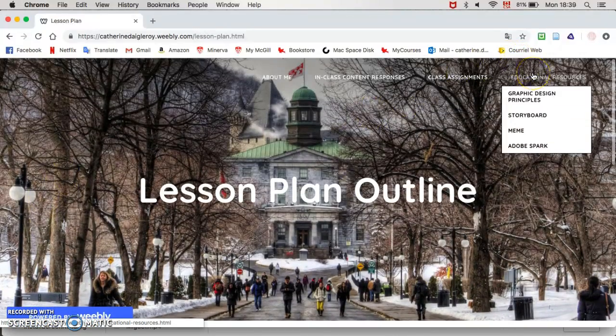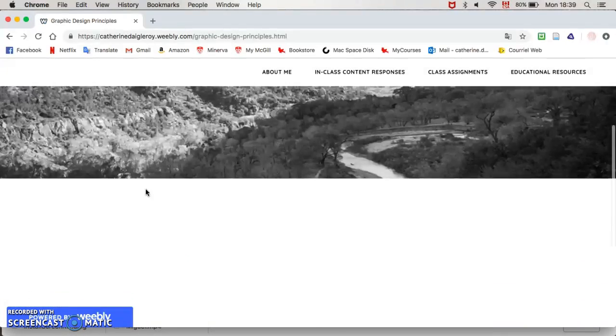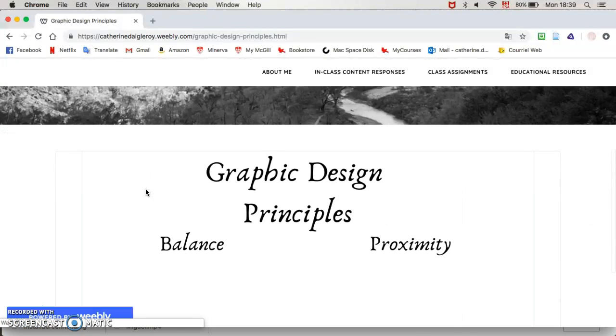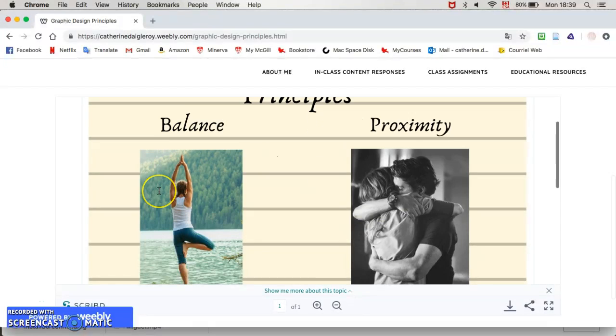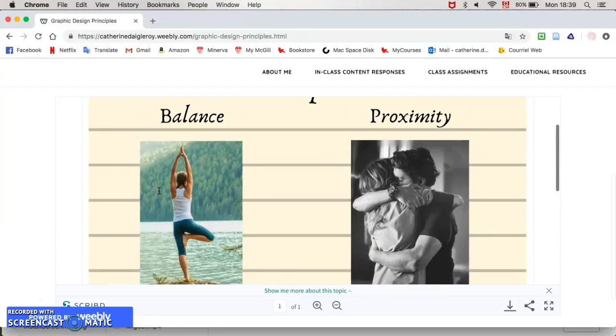Then we also have educational resources. The first one is graphic design principles. So we're just going to go right there. We did that last week, I believe, in class. We had to do a poster with different principles, like proximity, repetition, and contrast. What we had to do was choose images that represented those principles.